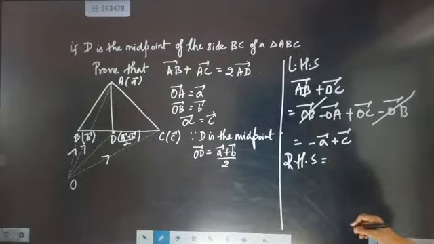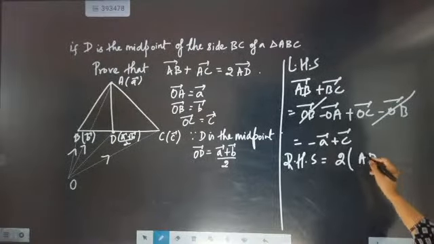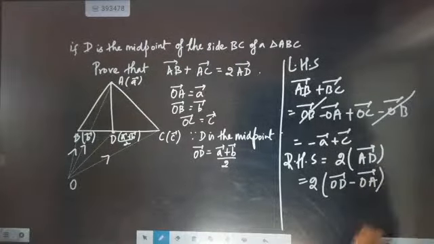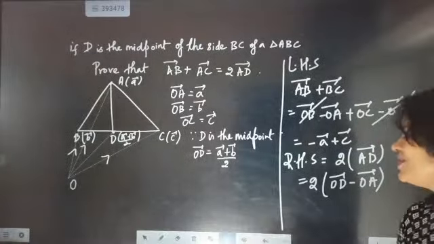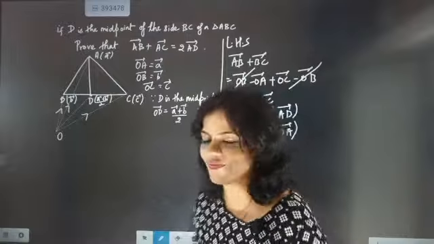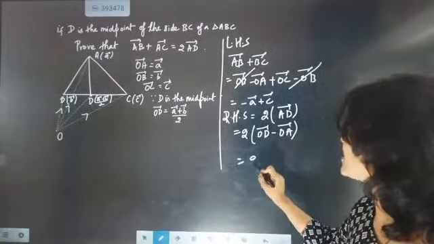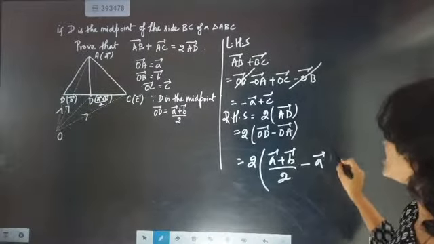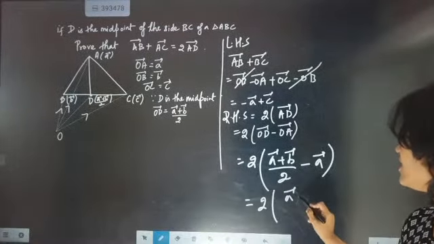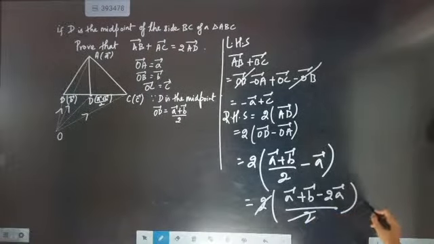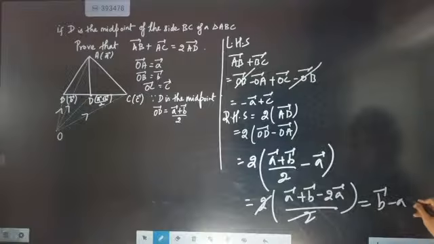RHS is given as twice of AD, so twice of AD vector. AD vector can be written as OD vector minus OA vector. We can split and solve like this, because we have exactly used the concept of triangle law of addition and played with the question. So OD vector is coming as (A vector plus B vector) divided by 2 minus A vector. It is coming as (A vector plus B vector minus 2A vector) by 2, and the 2s cancel. So it is coming as B vector minus A vector, which is exactly equal to LHS.